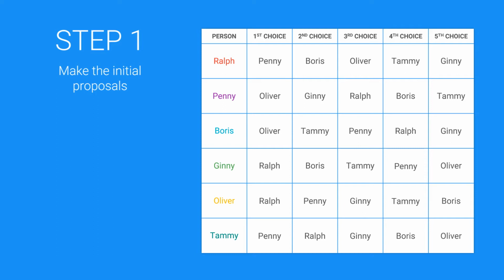What we have here in the matrix is each person's list of preferences. For example, Ralph's first preference is Penny.